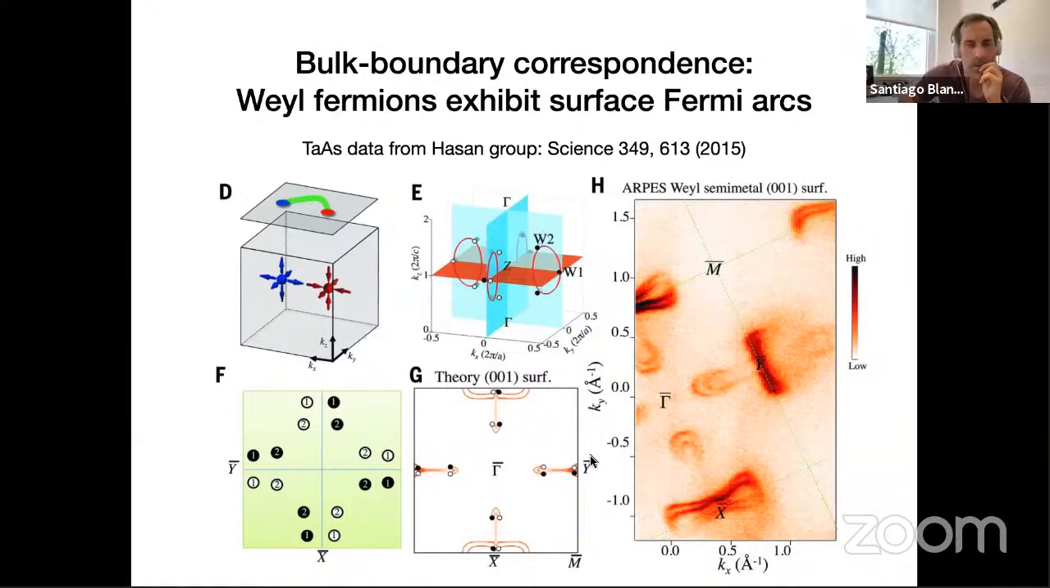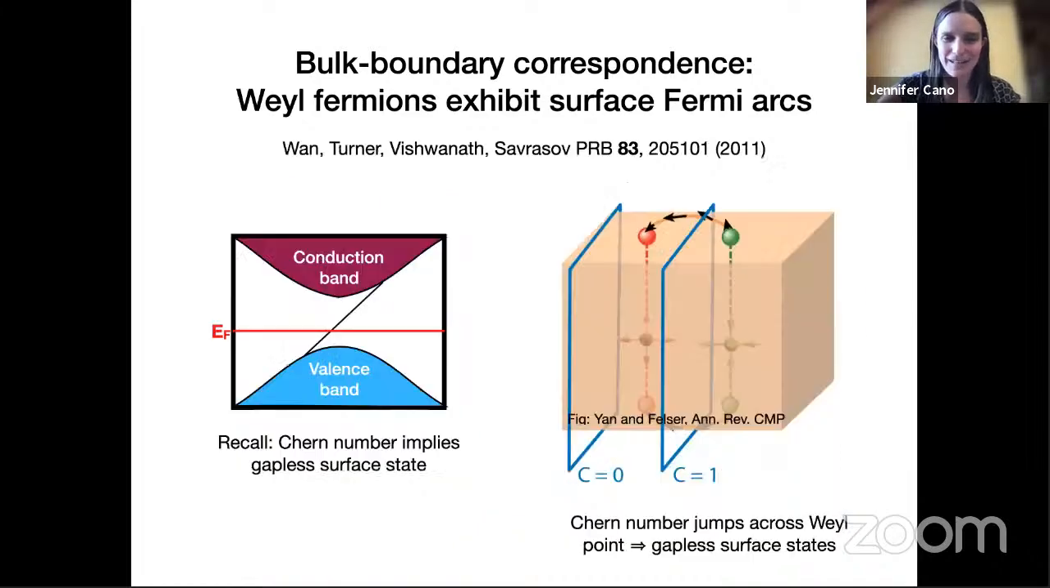Yes. Yes is the response. Yep, that's exactly right. So just to say, these planes have a Chern number. Planes that have a Chern number have a gapless edge state, and every gapless edge state will cross the Fermi level in some place. So if we fix the Fermi level, there'll be a state there, and that's the Fermi arc. It's the collection of these states.